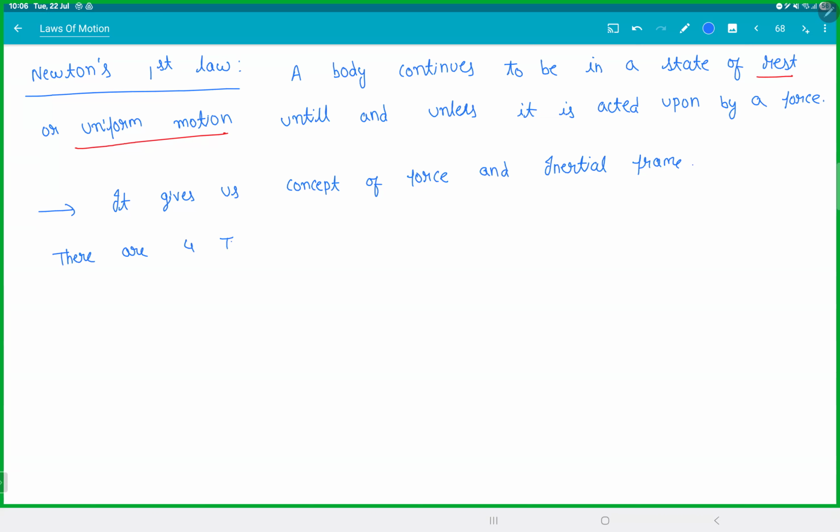So all forces in the universe can be classified into four types. The first thing, gravitational force. It should be an external force, right? Right. So this comes because of the interaction between the masses.